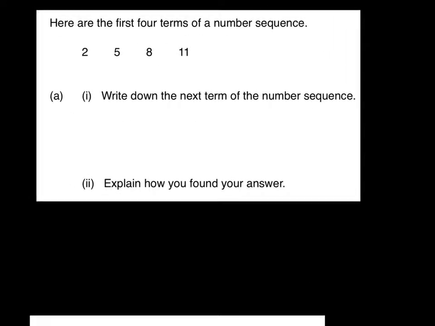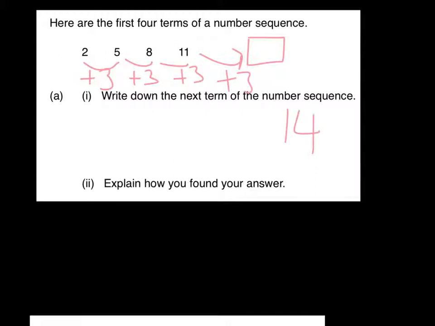It says the first 4 terms of a number sequence, write down the next term and explain how you found your answer. So same process, have a little look at what we know. How do you get from 2 to 5? You add 3. How do you get from 5 to 8? You add 3, and so on. So write down the next term. The next one, I need to follow the same method and add 3. It's 14. Explain how you found your answer. Just tell them that you add 3 to each term to get the next one.